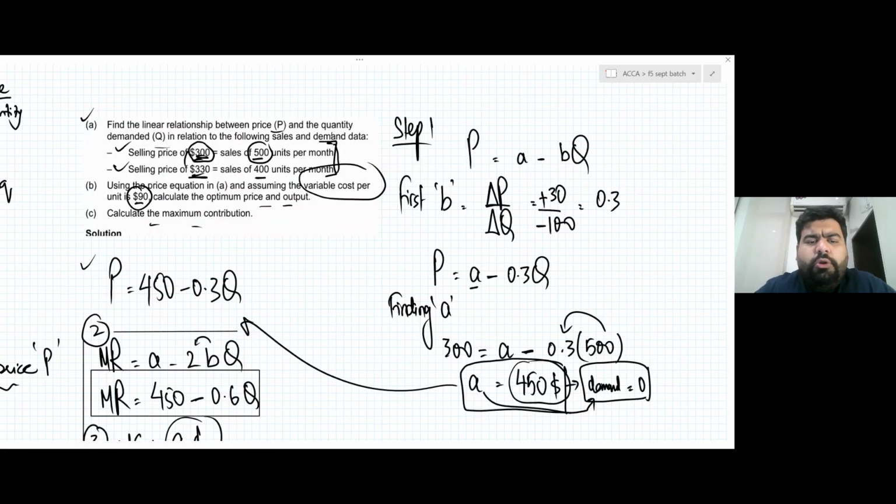So in the question, two prices with the two quantities will be given. Just calculate the changes in both of them and divide the price change by the quantity change. In the last question, we got the answer minus 0.3, where I told you to ignore the minus sign.